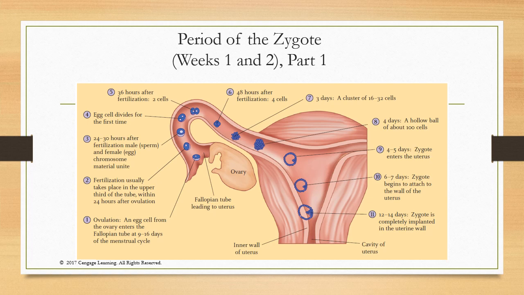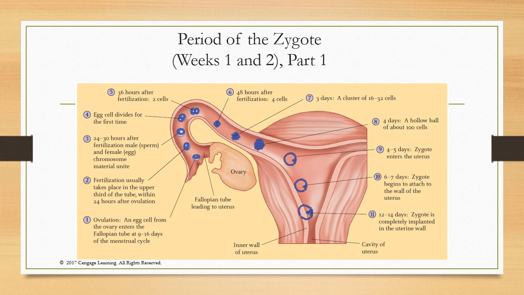So you're going to see right here is your ovary, and the first step is ovulation. So an egg cell from the ovary is released, and you can see that egg cell is released and enters the fallopian tube, day 9 to 16 of the menstrual cycle. So you have your menstrual cycle between day 9 and 16. You're going to release this egg from the ovary, and this is your fallopian tube. Step 2, you're going to have fertilization, usually in the upper third of the tube within 24 hours of ovulation. So right up here is when fertilization is occurring.